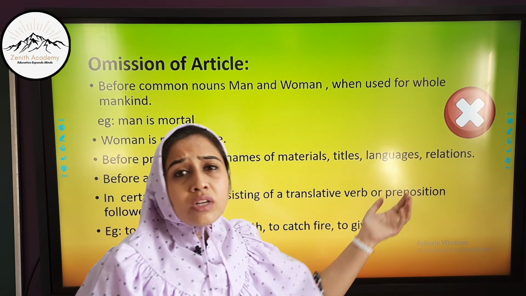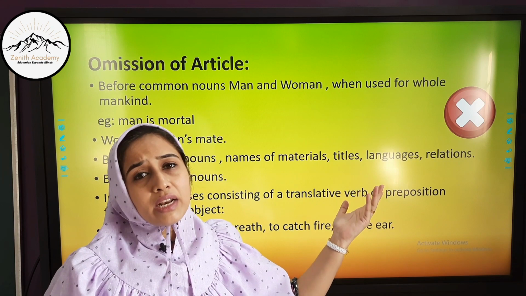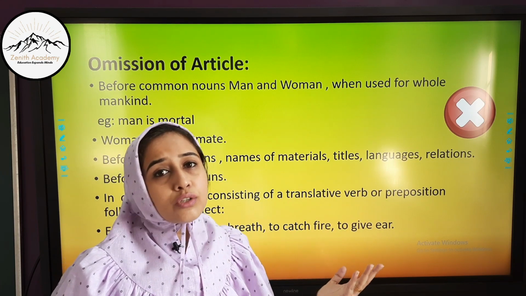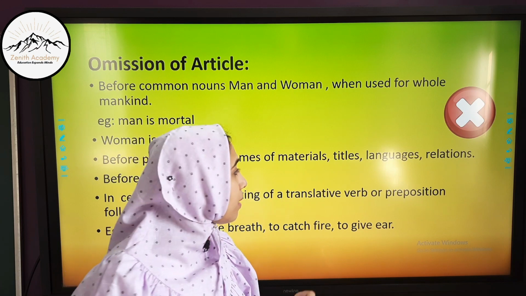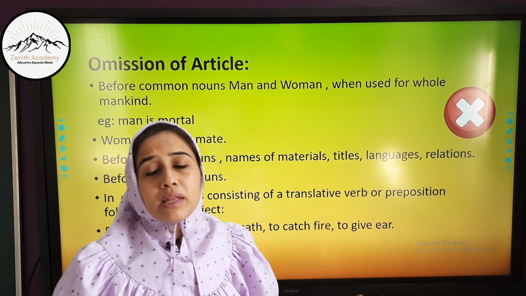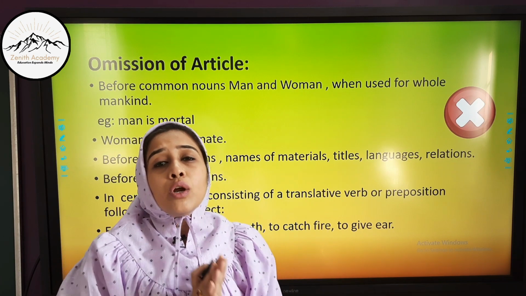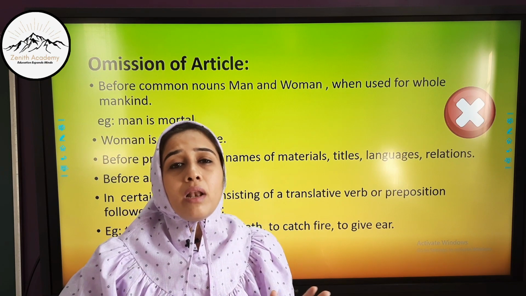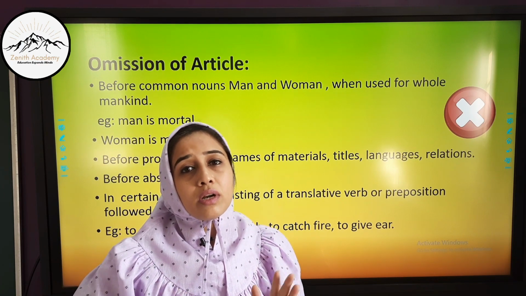Languages. We do not say the English, the Spanish. I speak English. I will not say I speak the English. So we have to omit the article over here. Relations. She is my friend. She is my mother. I am her daughter. We do not use any articles before mentioning the relationships between two people or two particular things.